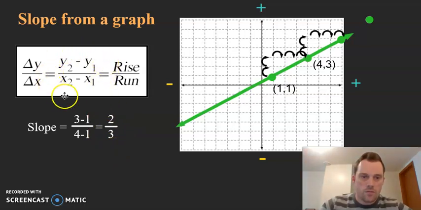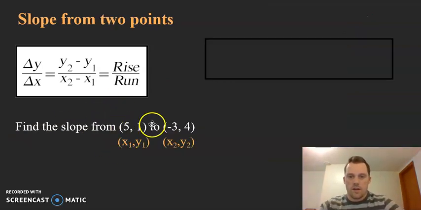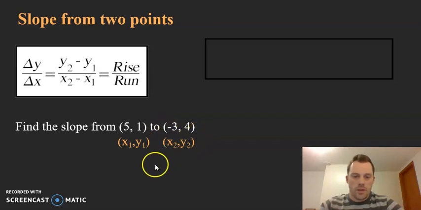Now if we think about this difference in y over difference in x, which we're going to talk about here in the next slide, we're taking the y values and subtracting that, and taking the x values and subtracting that down below, and that gives us the same value, 2 over 3. So let's look at another example with that. We want to find the slope from this point, 5, 1, to this point, negative 3, 4. So I can label this first point as x1, y1, and this second point is x2, y2, so I know what to plug in to my formula.